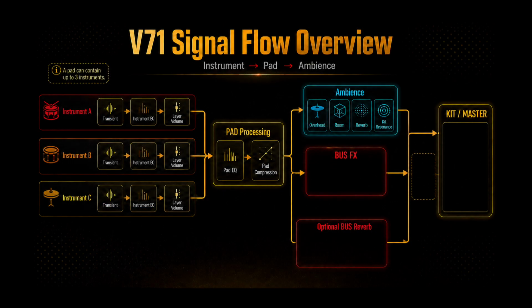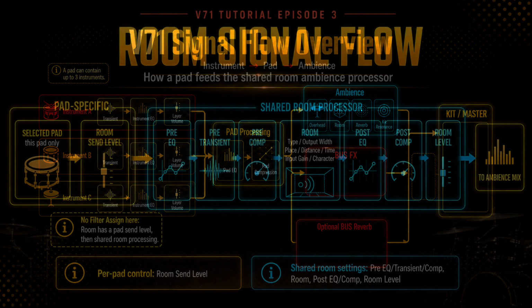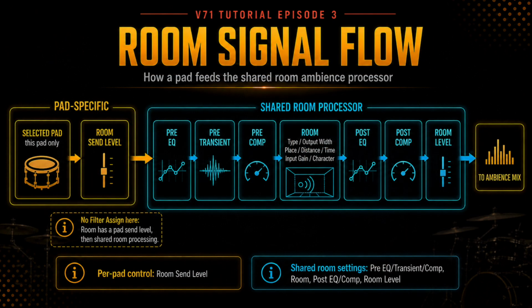We are ready to move on to our next box, the room processor. Much like the overheads, there's a lot contained in this one box. The room processing chain is almost identical to the overhead, with the exception that there's only one pre and post filter, and it's labeled pre-EQ and post-EQ. And instead of configuring the overhead mics, you configure the room.